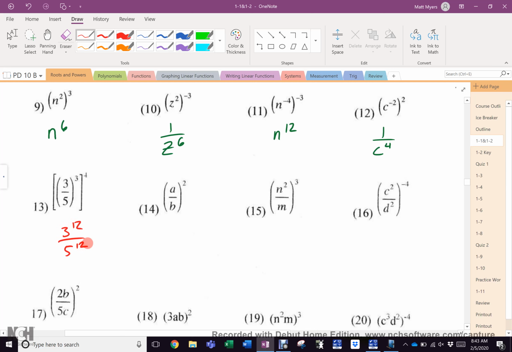Abso-smurfly correct. Now, technically, because there's no X's here, should we go to our calculator and do this? Technically, we should, but it'll be a giant number and I don't care. I only gave you 2 minutes, right? Obviously, this is about the exponent side of things, yes? 14. A squared over B squared. 15.